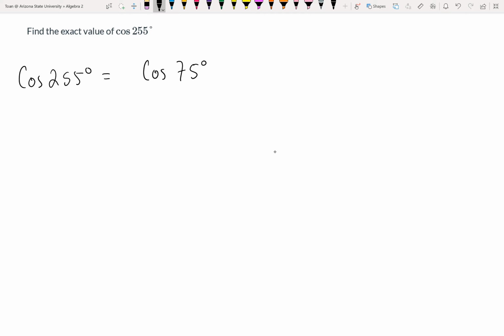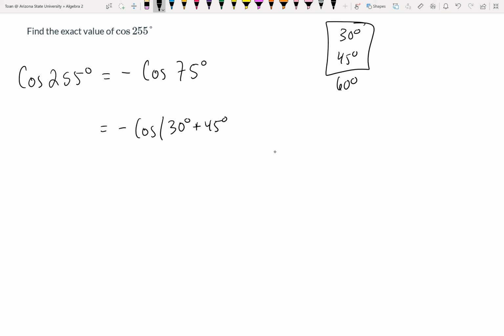255 degrees is in the third quadrant, and I know cosine is negative in the third quadrant. In the degree system, I know the special angles are 30, 45, and 60. And hey, what do you know? I know that if you add 30 and 45, it gives me 75. So it looks like I can go ahead and use the sum and difference identities.